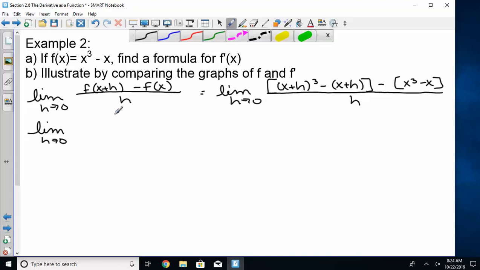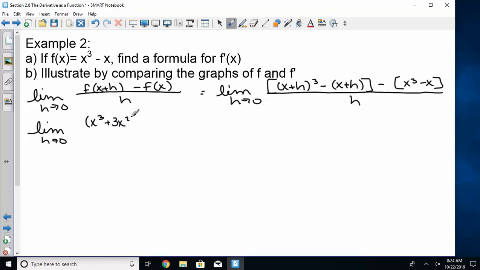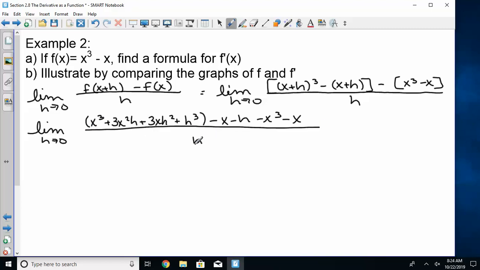Out with an x plus h cubed. If I use that trick I just showed you, it would be x cubed plus 3x squared h plus 3xh squared plus h cubed, minus x plus h. I'm just going to distribute that negative, so minus x minus h. I also have to distribute this negative, so minus x cubed minus x, all over h.